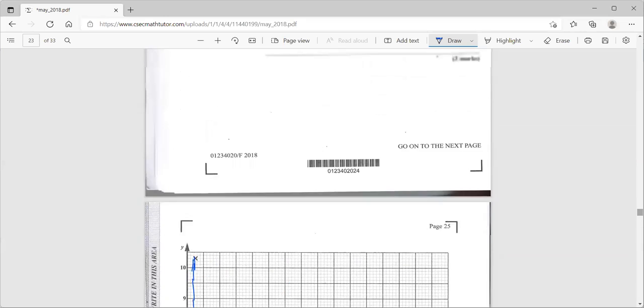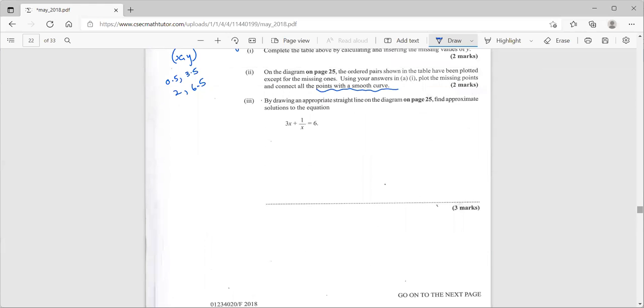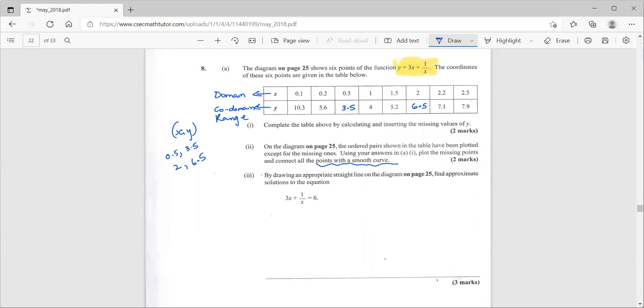Now, they told us, by drawing an appropriate straight line on the diagram, find the approximate solutions to the equation 3x plus 1 over x is equal to 6. So they are telling us to draw a straight line on the graph that represents this. What does this mean? What is familiar in this?